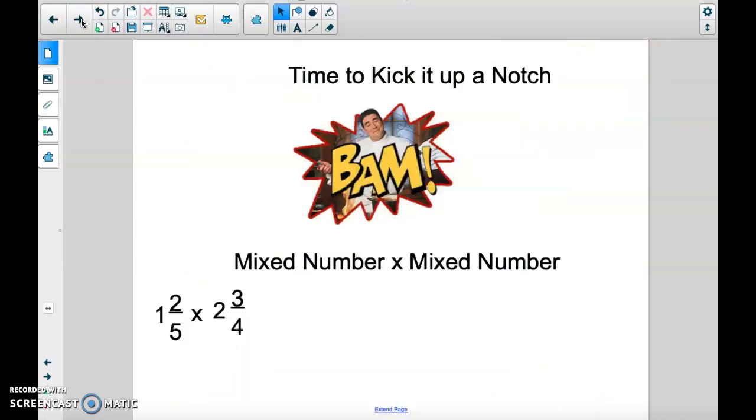So today we are going to kick it up a notch, as my favorite chef, Emeril Lagasse, would say. Today we're going to work with mixed numbers times mixed numbers. So let's look at 1 and 2/5 times 2 and 3/4. Go ahead and pause it, solve it however you think we need to solve it. All right? And when you're done, roll along with us.